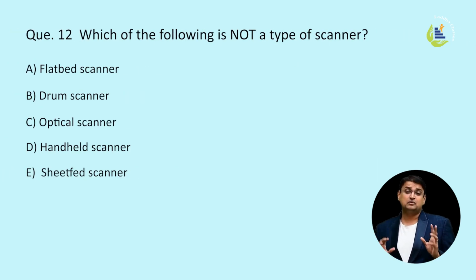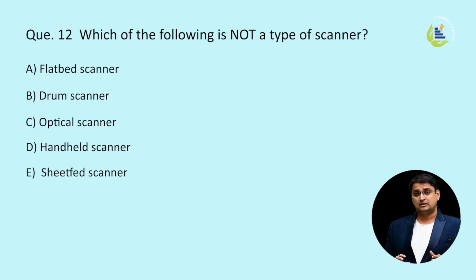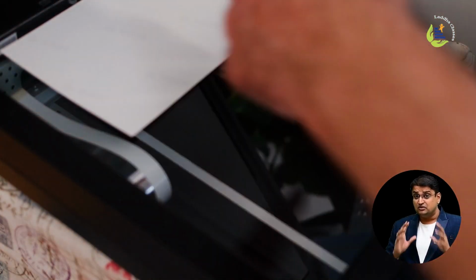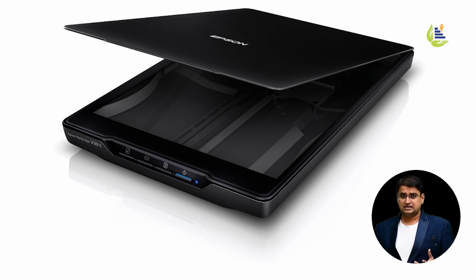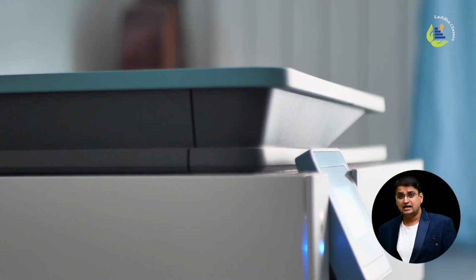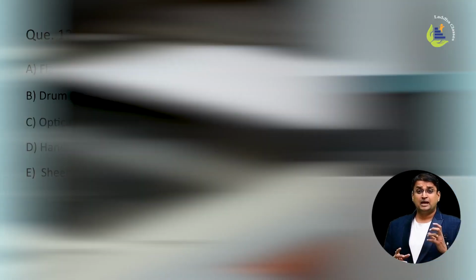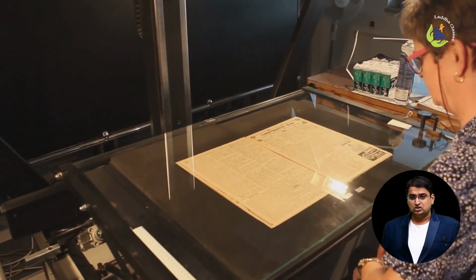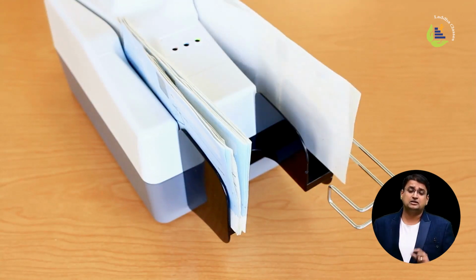Question 12. Which of the following is not a type of scanner? Options are flatbed scanner, drum scanner, optical scanner, handheld scanner, sheet-fed scanner. Correct answer option is C, optical scanner. Because optical scanner is a generic term and there's no specific device by that name. The other options are well-established scanner types. Flatbed, drum, handheld, and sheet-fed scanners are all recognized types of scanners commonly used for digitizing documents and images.